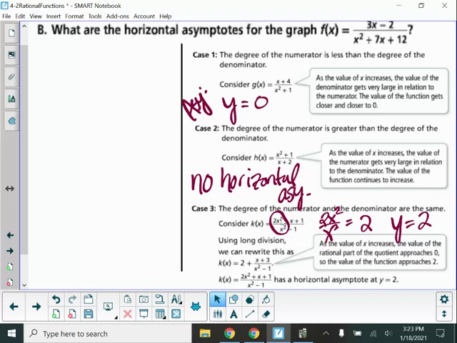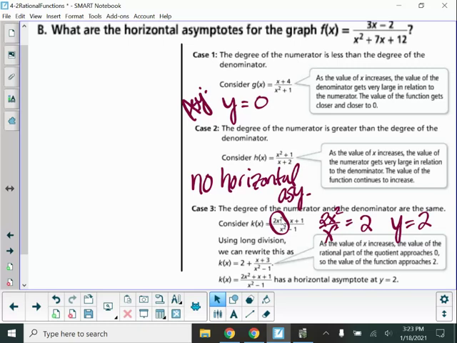If that happens, I know it says use long division, but you can basically just divide the leading term of the top by the leading term of the bottom. So in this case, the 2x squared on the top by the x squared on the bottom, you get 2, which means in case 3 down here in the example that's given, this k of x, y equals 2 is going to be your horizontal asymptote.